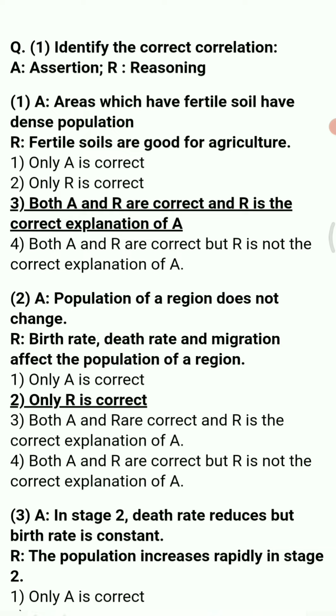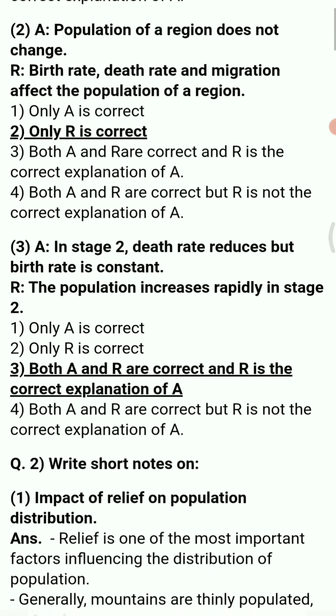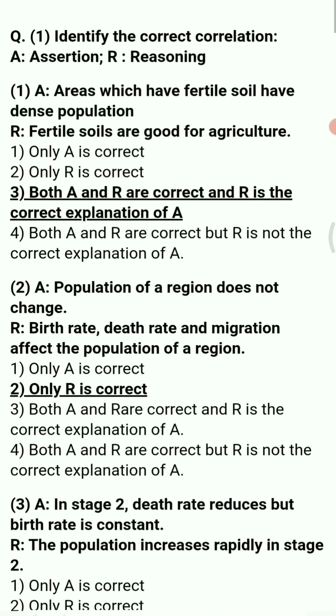And the second thing, fertile soils are good for agriculture, is also correct, because wherever there is fertile soil, you can see a large amount of agriculture and hence a large amount of population. So here option 3, both A and R are correct. Means both are having the correct logic, and R is the correct explanation of A. This is exactly correct.